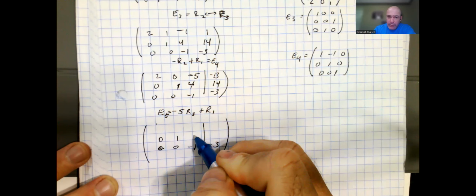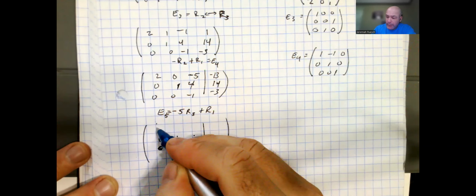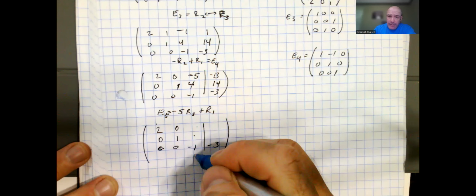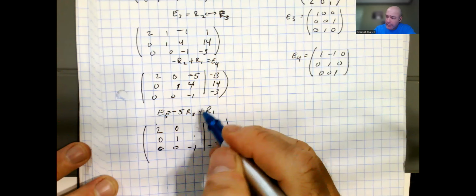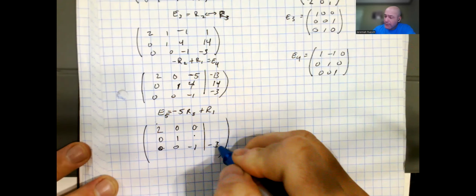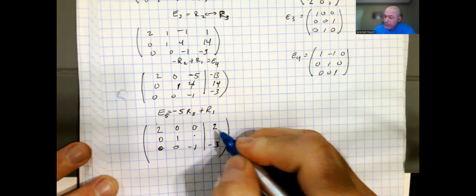Adding it to, oh yeah, this is going to stay the same here too. Adding this to, so it's going to be a negative 5 times the negative 1 is a positive 5. Adding it to that negative 5 makes that 0. The negative and the negative makes it a positive 15. Positive 15 plus negative 13, right? Gives us like a 2.